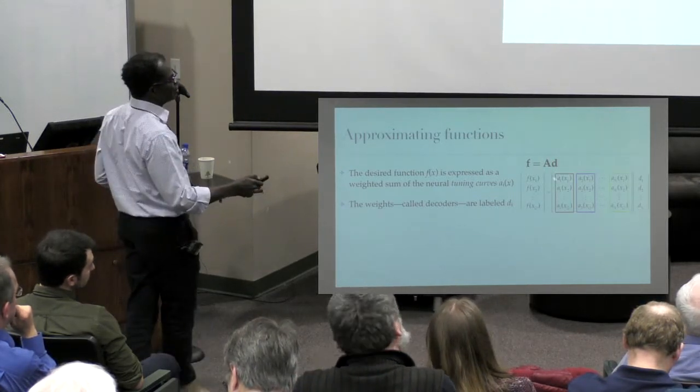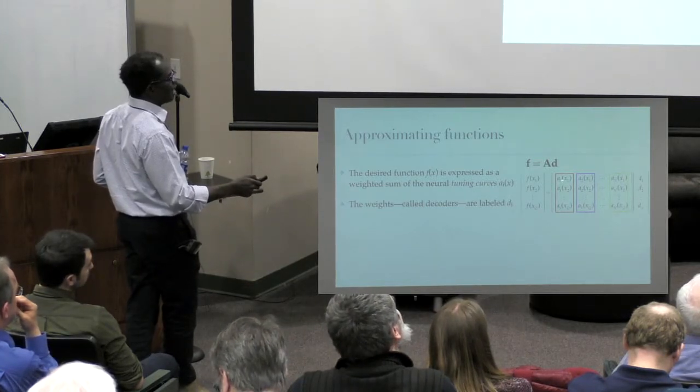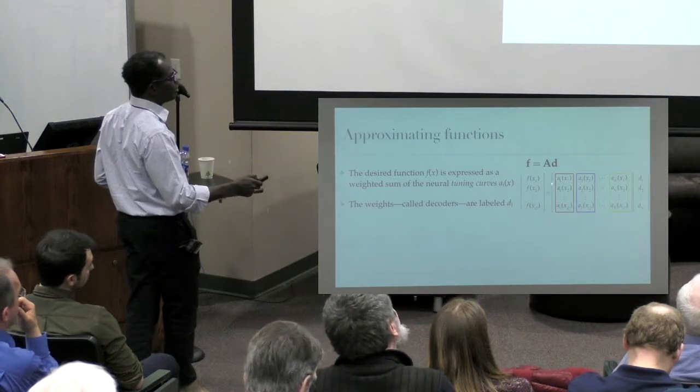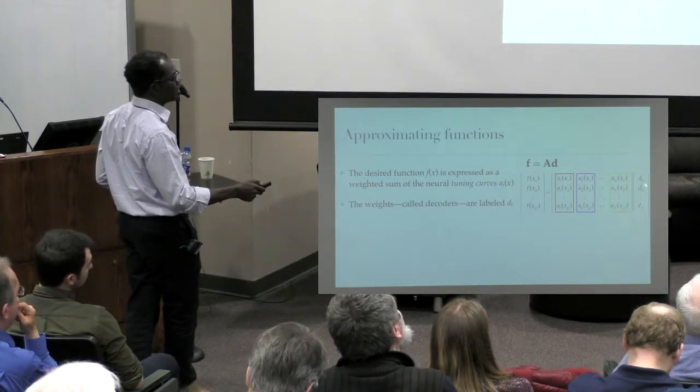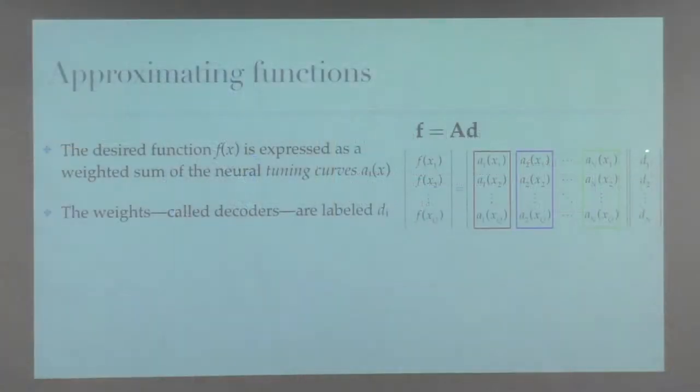And so we basically sweep the input. This would be like the 3 force coordinates or whatever we want, X. We sweep that. We measure the response of neuron 1, neuron 2, neuron 3. We put that all into this A matrix. And then we multiply it by, if there are n neurons, we have n weights. They are called decoding weights.